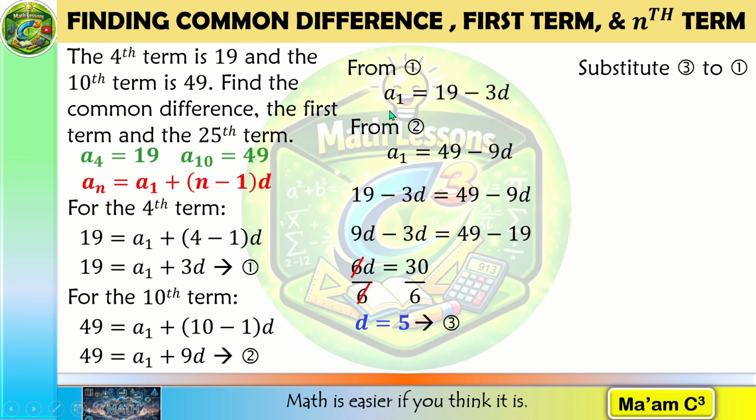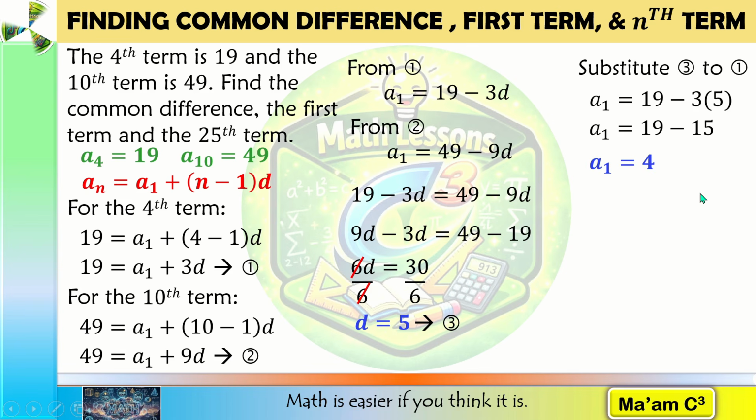So this will become a sub 1 is equal to 19 minus 3 times 5. And 3 times 5 is 15. 19 minus 15 is equal to 4. I now have the first term. A sub 1 is equal to 4. I want you to solve for a sub 1 by substituting equation 3 to equation 2 and see if you're going to arrive at the same answer.